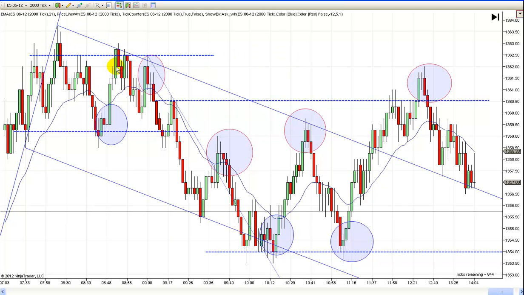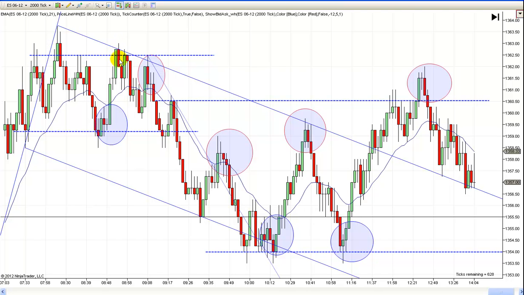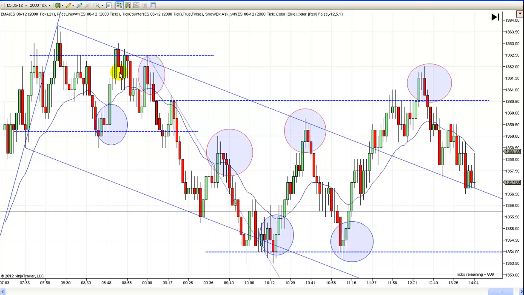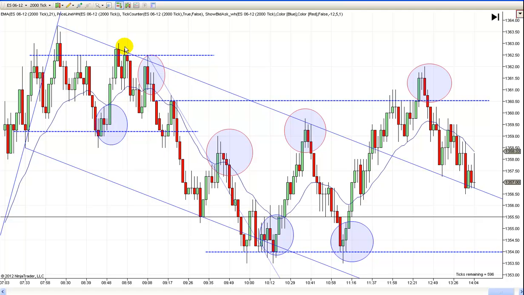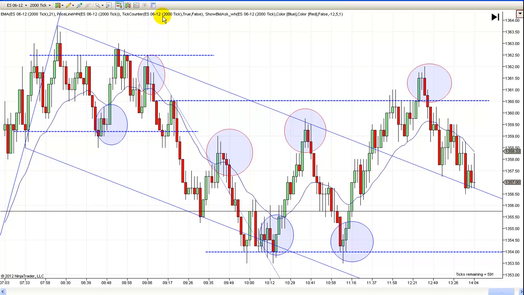But then there was actually a setup right here that you could have taken. I didn't mark it because it wasn't clear yet if we weren't going to try to make another bigger two-legged pattern higher here, which it never set up. And by the time you got this second entry right here, you actually got 1, 2, 3, 4, 5, 6 bars overlapping.